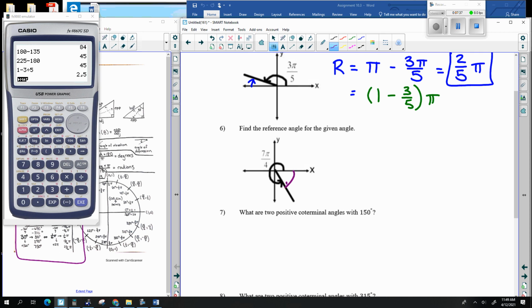Okay, so here is the reference angle right here. So the reference angle is, in essence, 360 minus the angle. So that's going to be 2 pi minus 7 pi over 4, 7/4 pi. So I'm taking 2 minus 7/4. 2 minus 7/4 is 1/4. So this is going to be 1/4 pi.